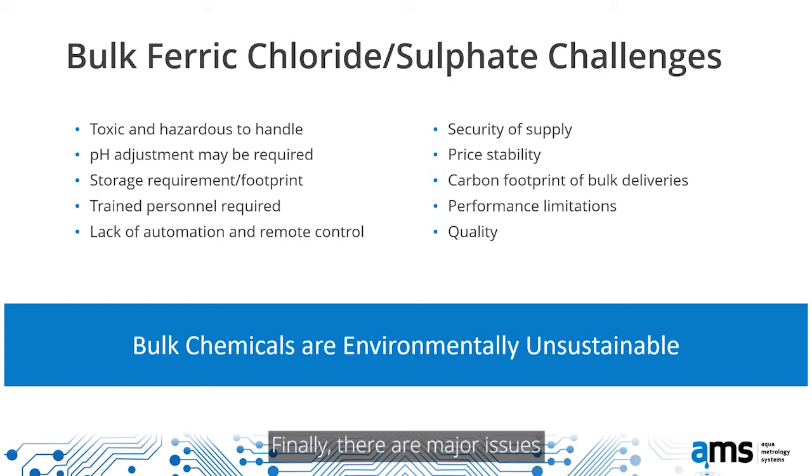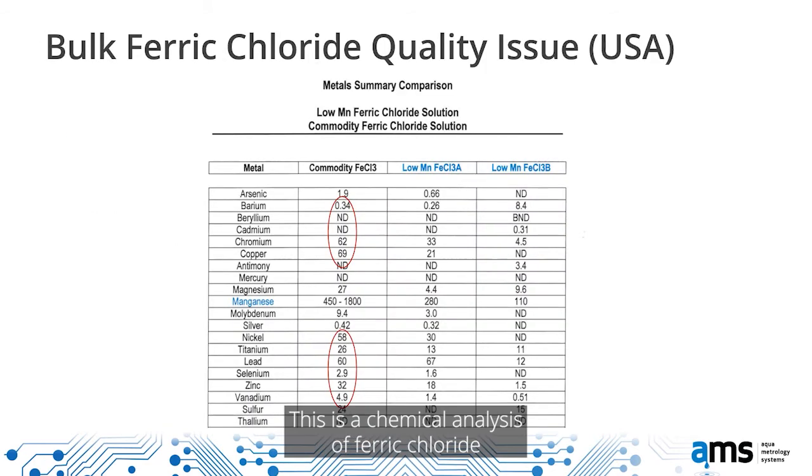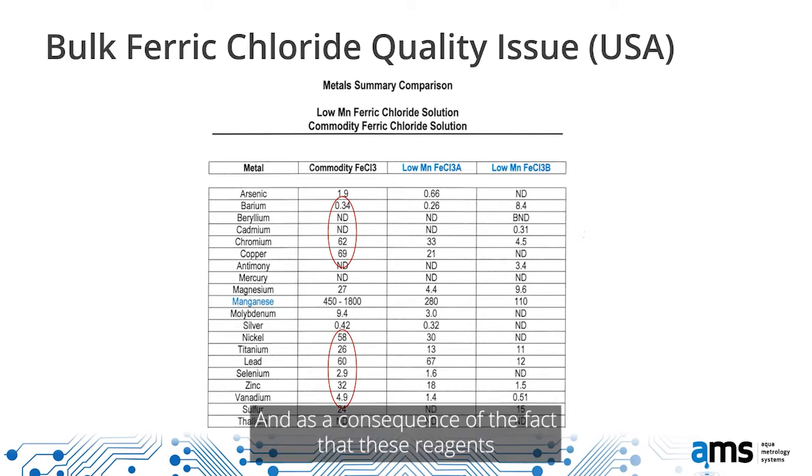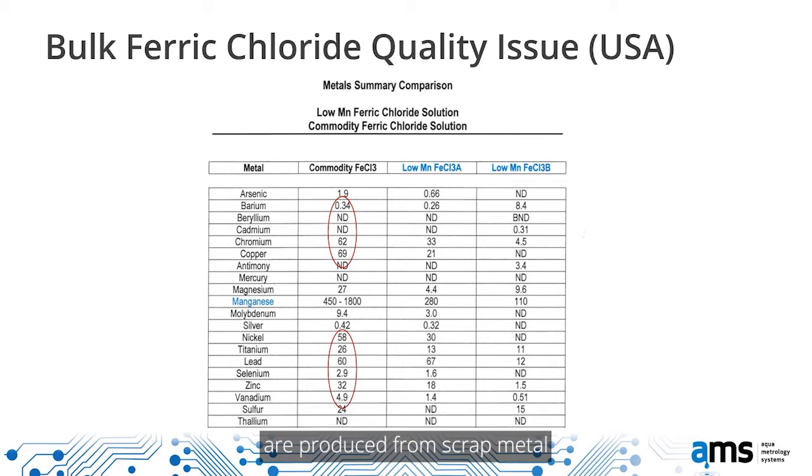Finally, there are major issues around the security of the quality of these reagents. This is a chemical analysis of ferric chloride supplied to a major utility in the US, and this is very typical. The reagent itself contains high levels of other impurities of concern, and is a consequence of the fact that these reagents are produced from scrap metal of unknown provenance.